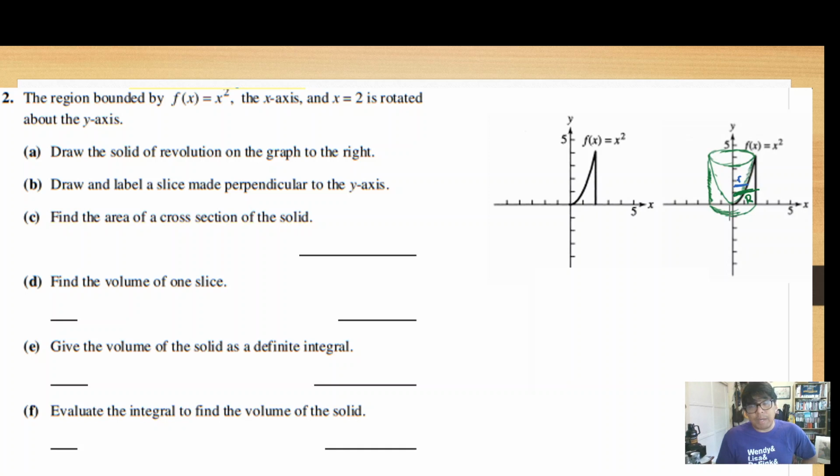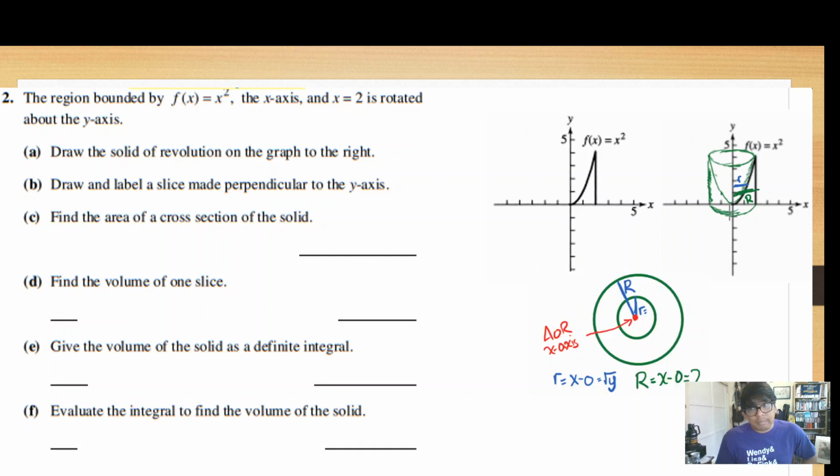I always start by reflecting the region about the axis of revolution, and then I connect things with semicircles. So here's what we got. Here's what it looks like. Notice it kind of looks like a hollowed out, kind of like a bowl, really. All right, and the cross section.